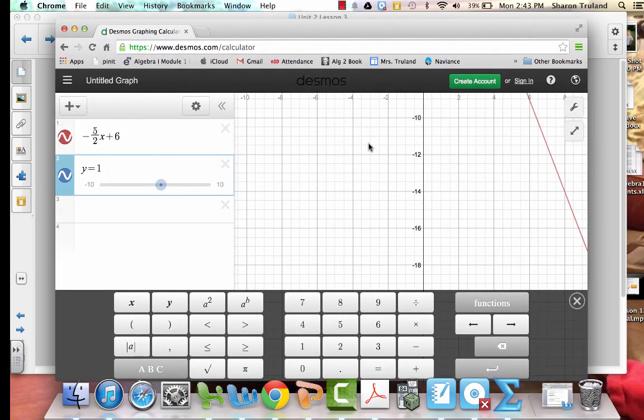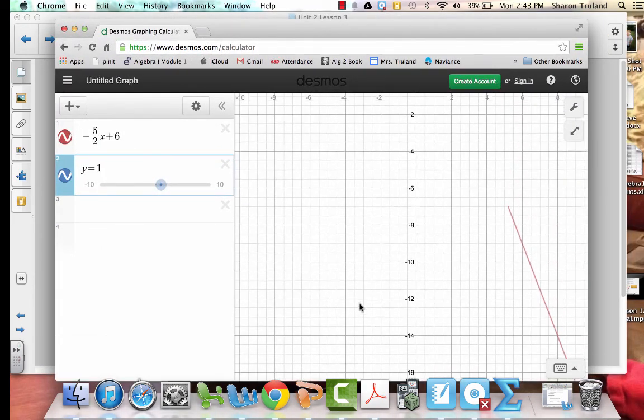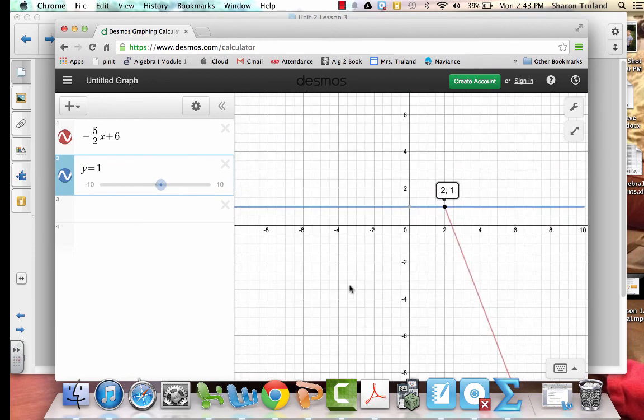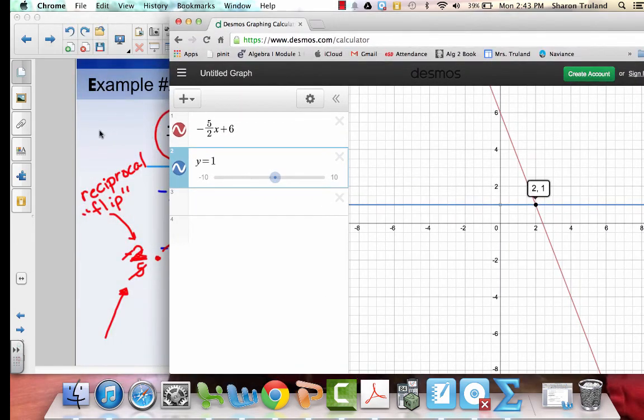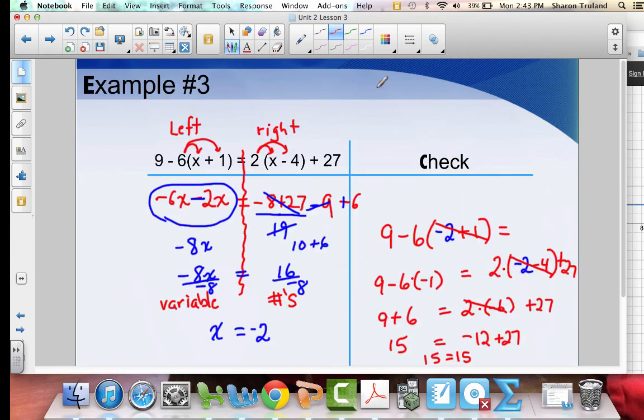Well, I'm going to come over here, I'm going to move my picture so I can see, hey, look at that! Here's my negative 5 halves x plus 6 is in red. And then y equals 1 is in blue. And look, they do cross where the x value is 2. Pretty sneaky.